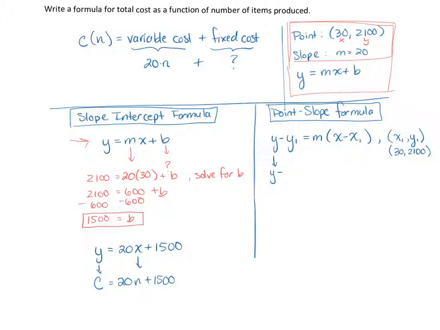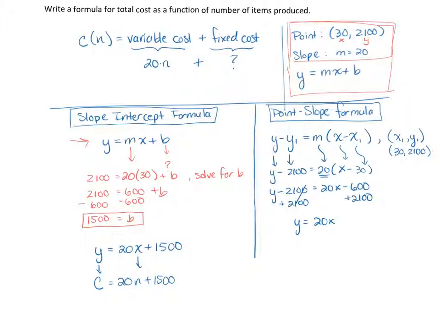So just like before, we're going to just substitute in everything that we have. So y is just y. y sub 1 we know is 2,100. m is 20. x is just x. And x sub 1 is 30. So now we're going to distribute this 20 to everything inside the parentheses. So we get 20x minus 600, and then our last step here is to add 2,100 to both sides, and that cancels out. And so we get y is equal to 20x plus 1,500, and then now let's rewrite it using the correct variables.